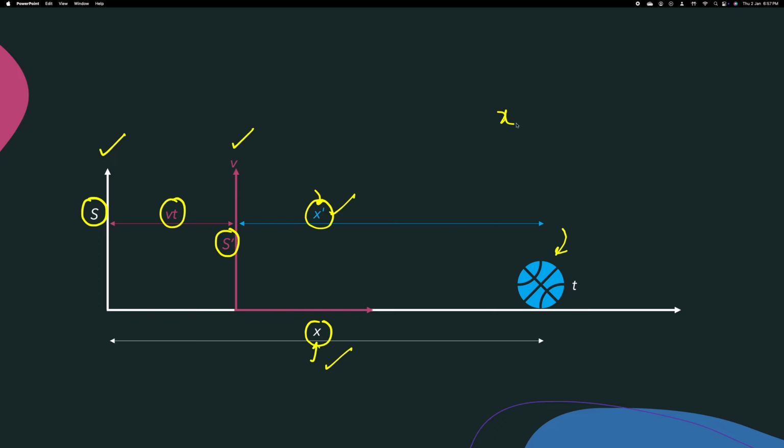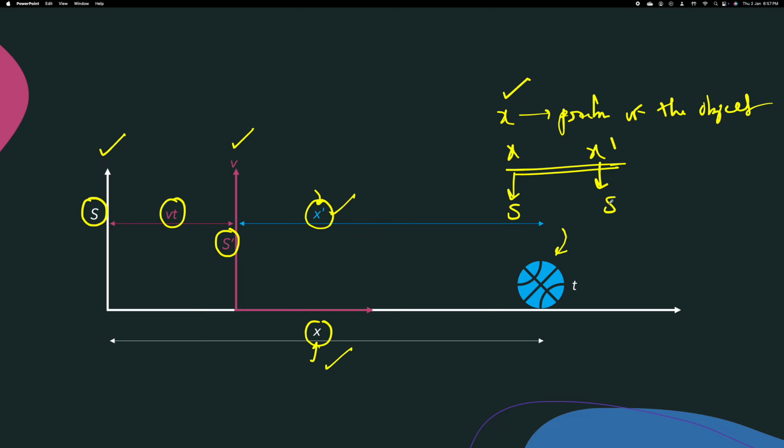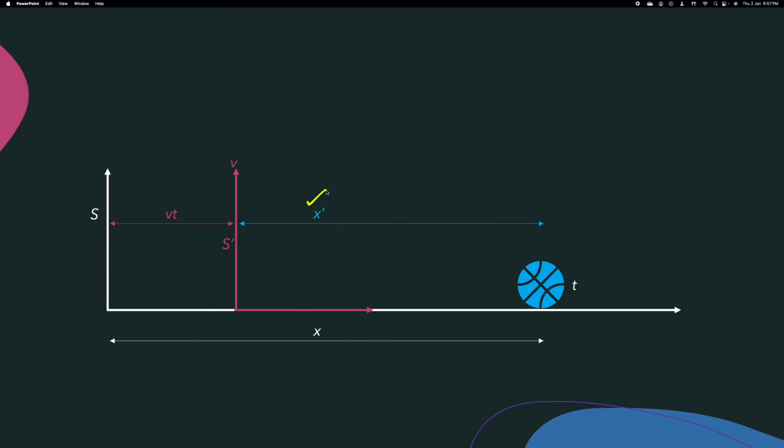I repeat once again. The position of the object is always denoted with the letter x. So when I'm writing x or x prime, it depends on whether I am measuring the distance from the frame S or from the frame S prime. So again, x prime is the distance of the ball from the frame S prime, whereas x is the distance of the ball from the frame S, whereas vt is the distance of the moving frame with respect to the stationary frame.